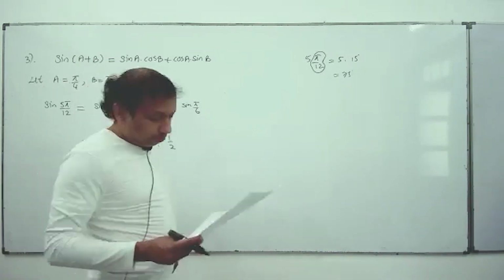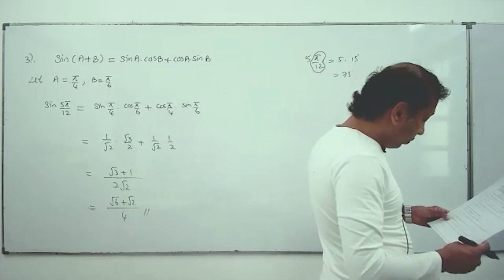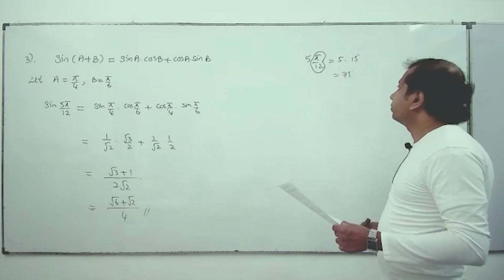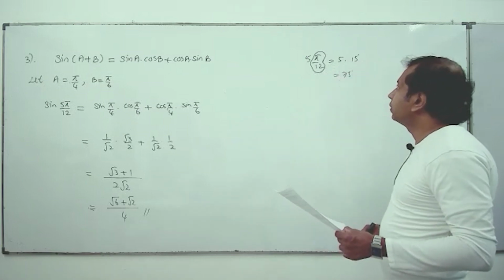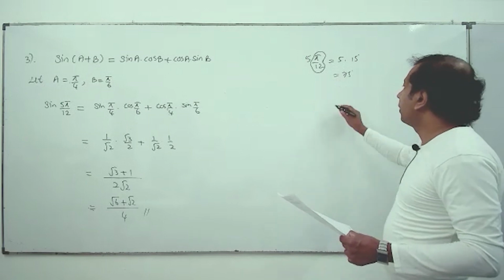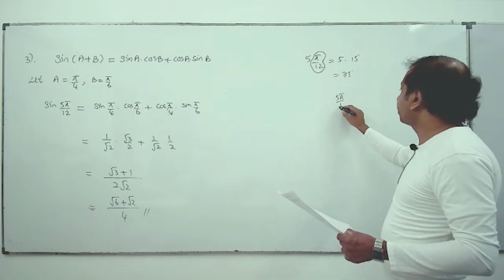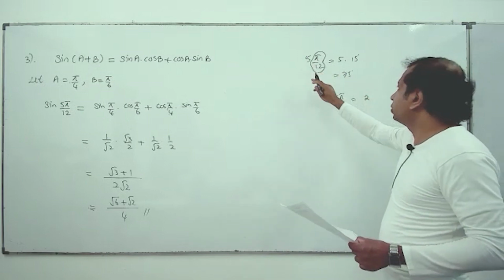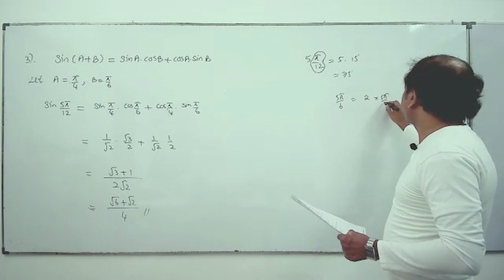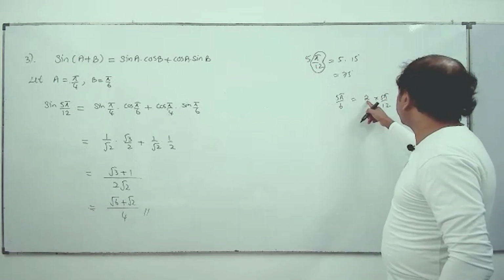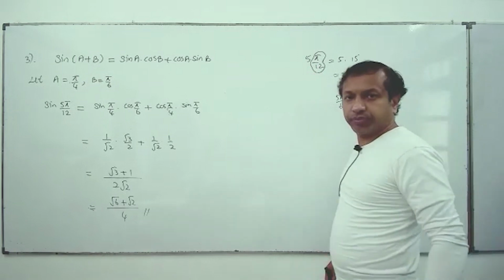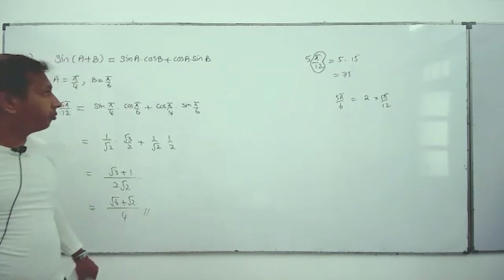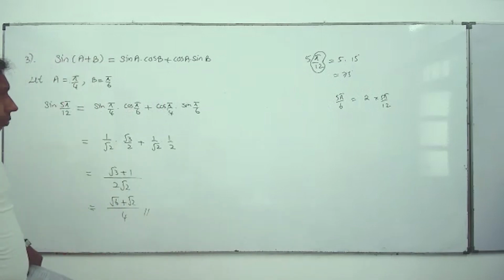Root 6 plus root 2 divided by 4. Hence deduce cos 5 pi by 6. That means 5 pi by 6 can be obtained by multiplying 5 pi by 12 by 2. 5 pi by 12 when multiplied by 2, we get 5 pi by 6. Then you can use this one.